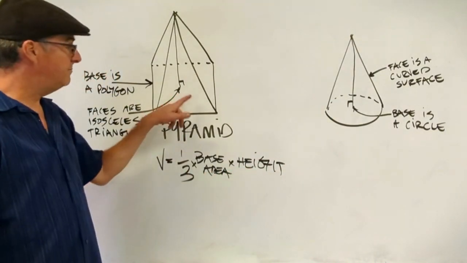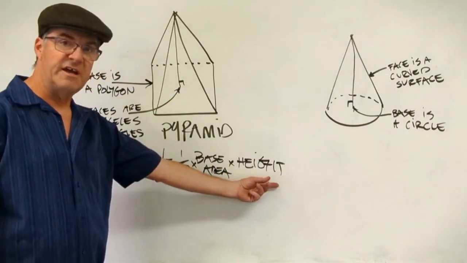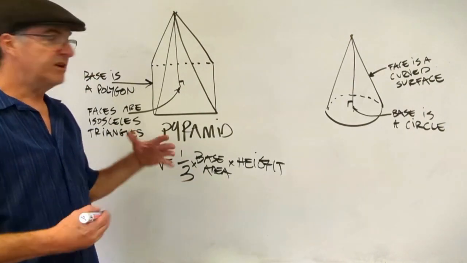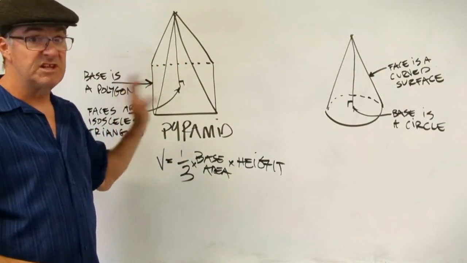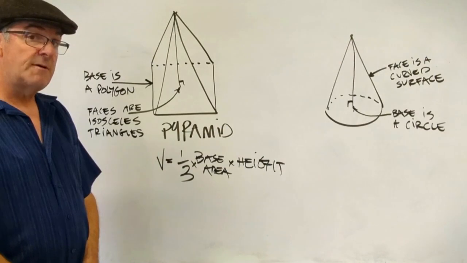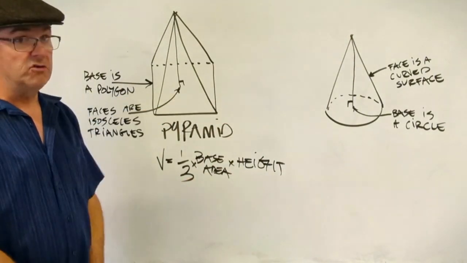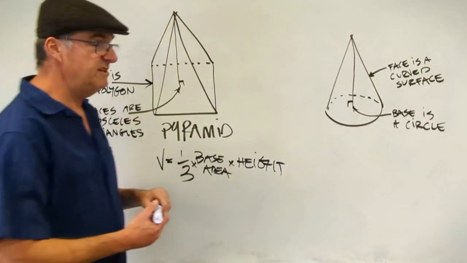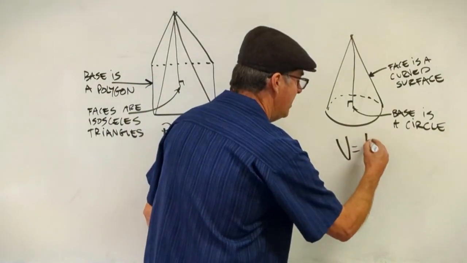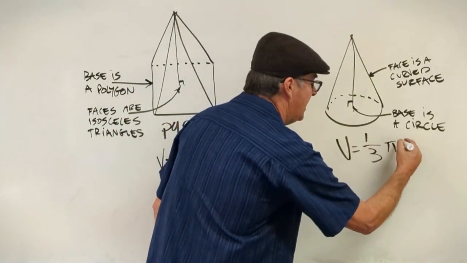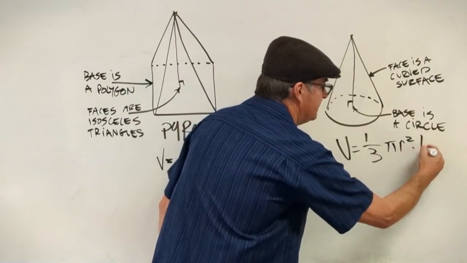Now remember, if this was a prism, it's just base area times height. So we just have that third in there to account for the fact that the volume of that is much, much less. Now pause the video, see if you can come up with the formula for the volume of a cone. Okay, let's see how you did. This one is just 1/3 pi r squared times the height.